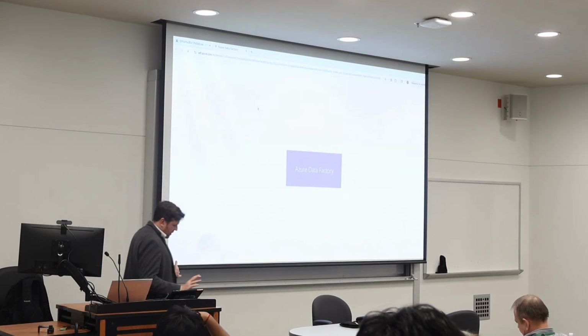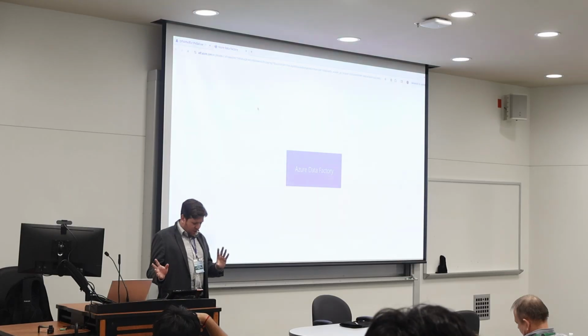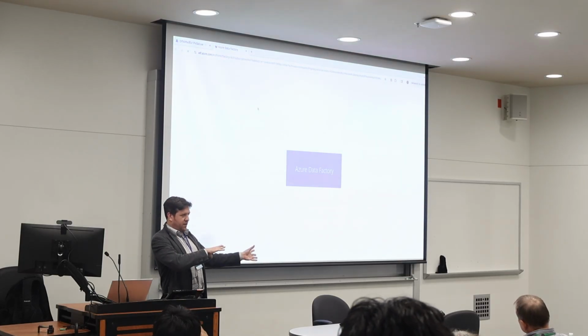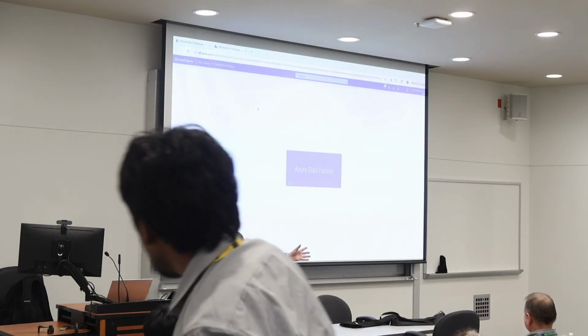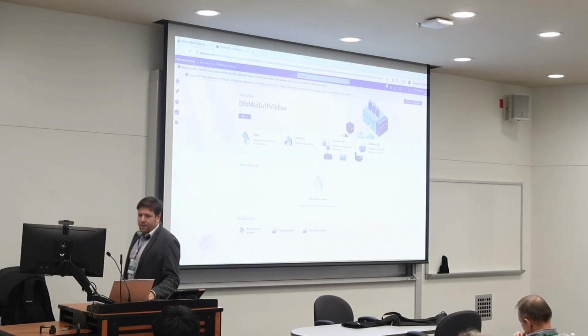Just a show of hands while it's loading. How many folks worked in the previous generation of Azure data engineering technologies? All right, good. A good number of people.